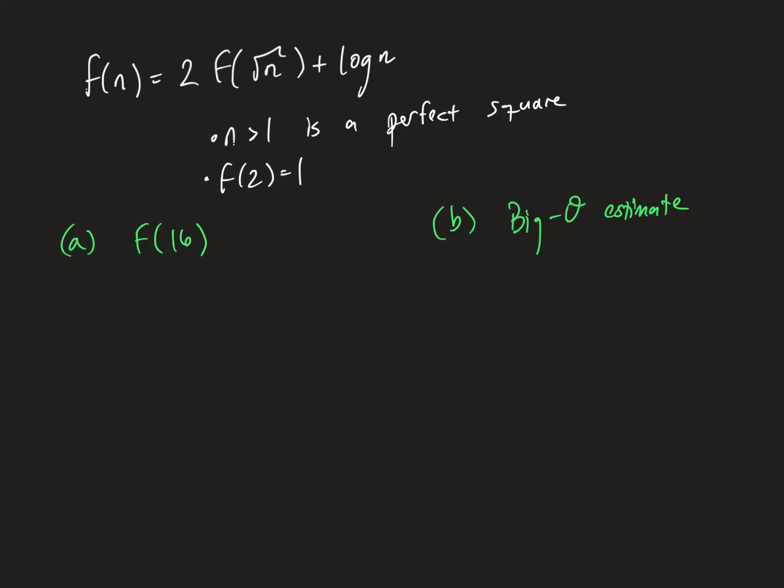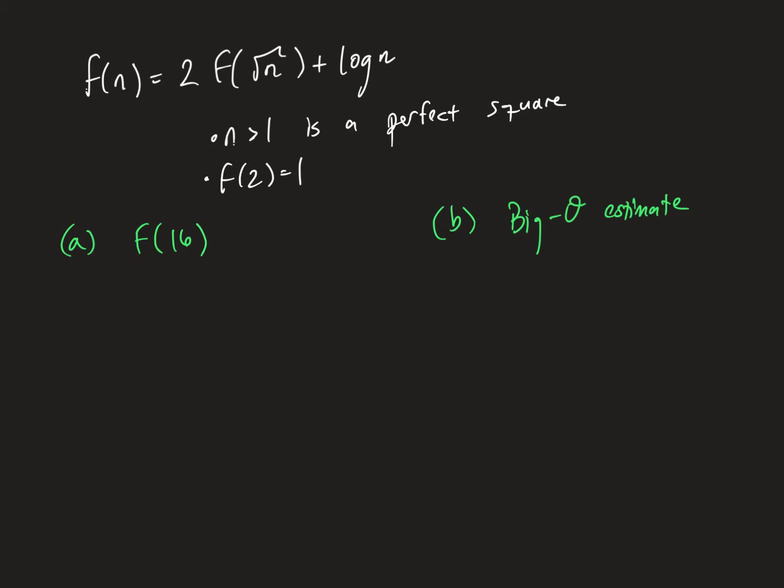Okay, so here is number 22 in section 8.3. This is similar to number 21, which is a homework question. It's a function that's written as a recurrence relation, and we're going to first just find a value of the function, and then we're going to give a big O estimate for the function, okay?